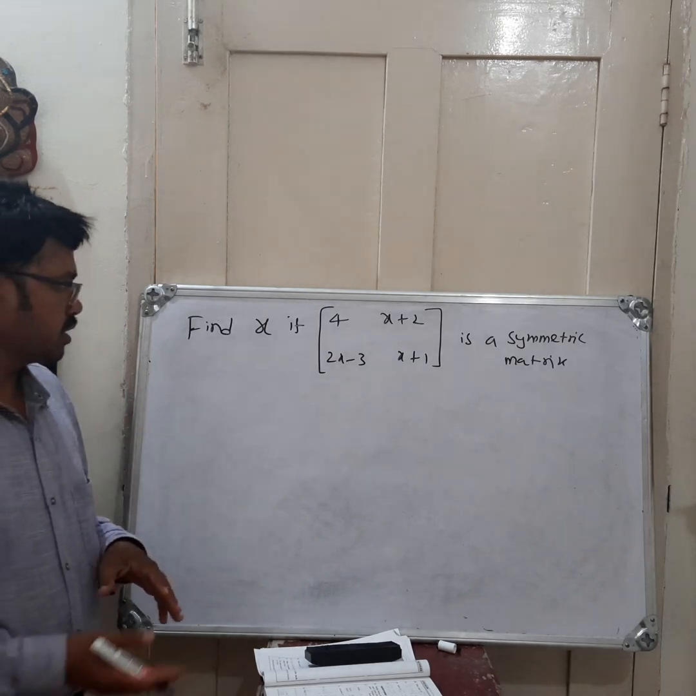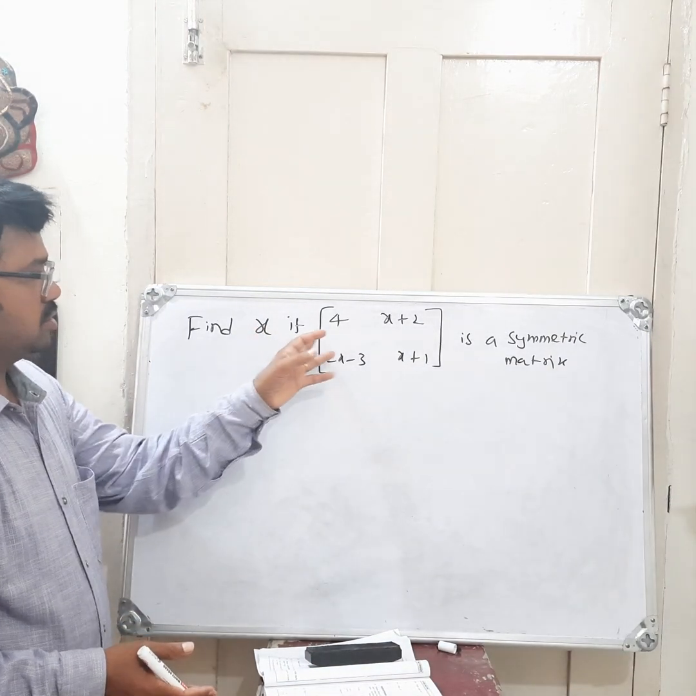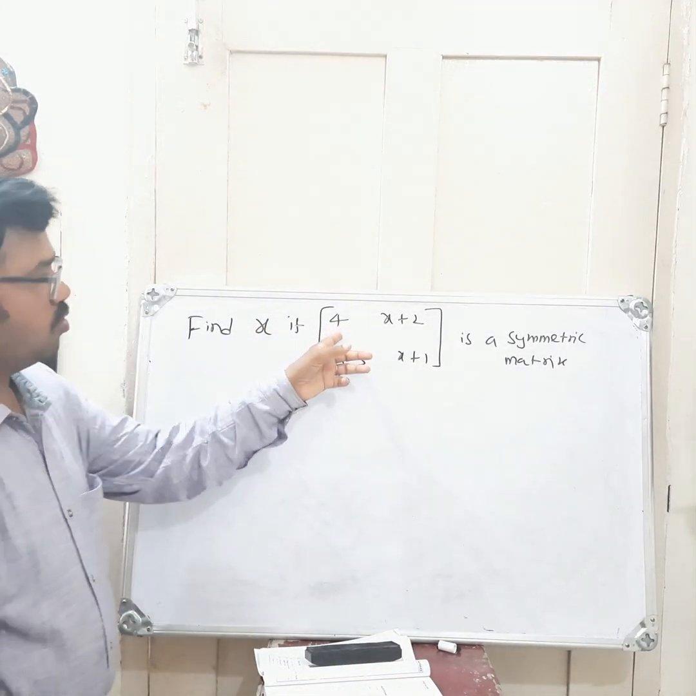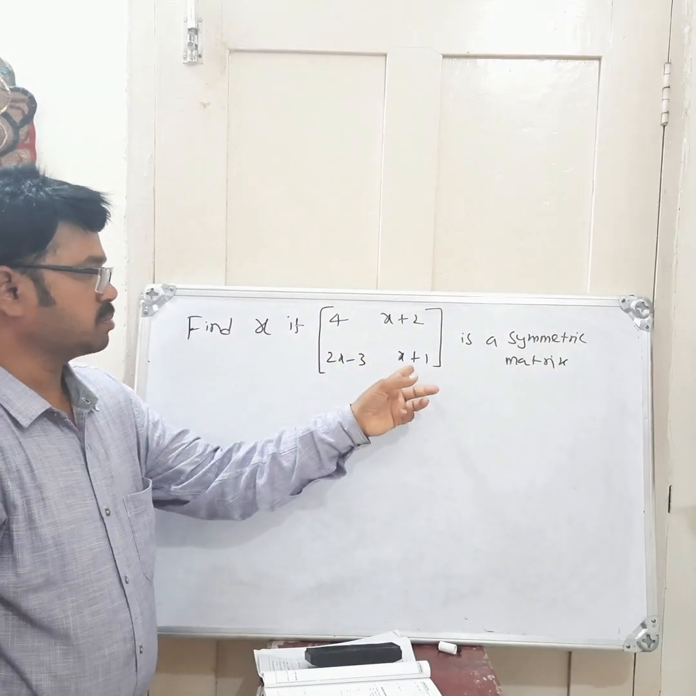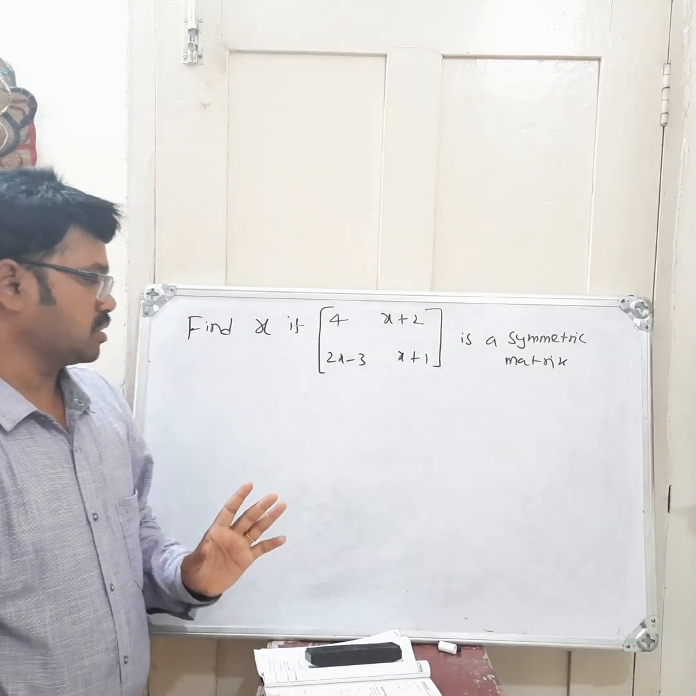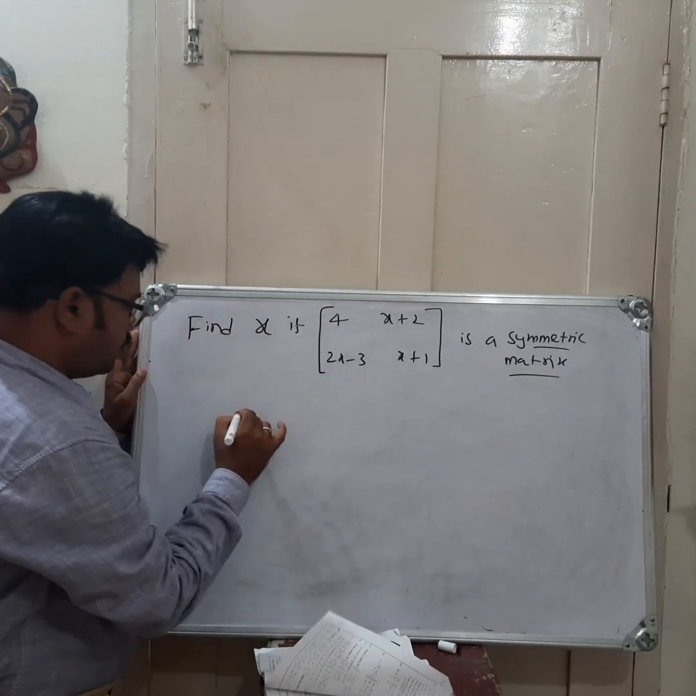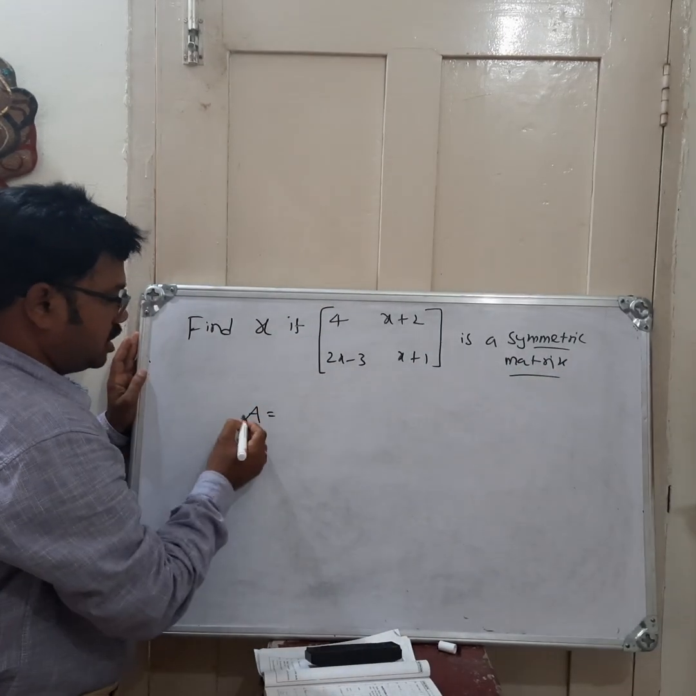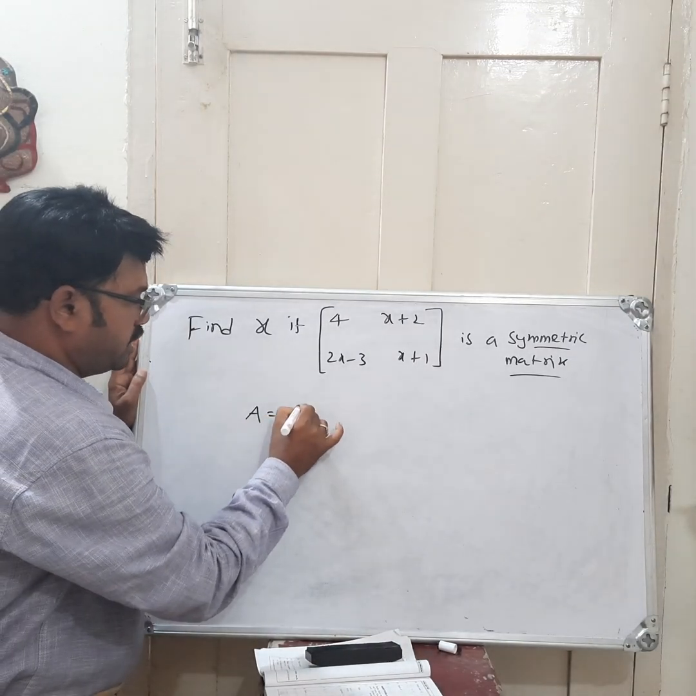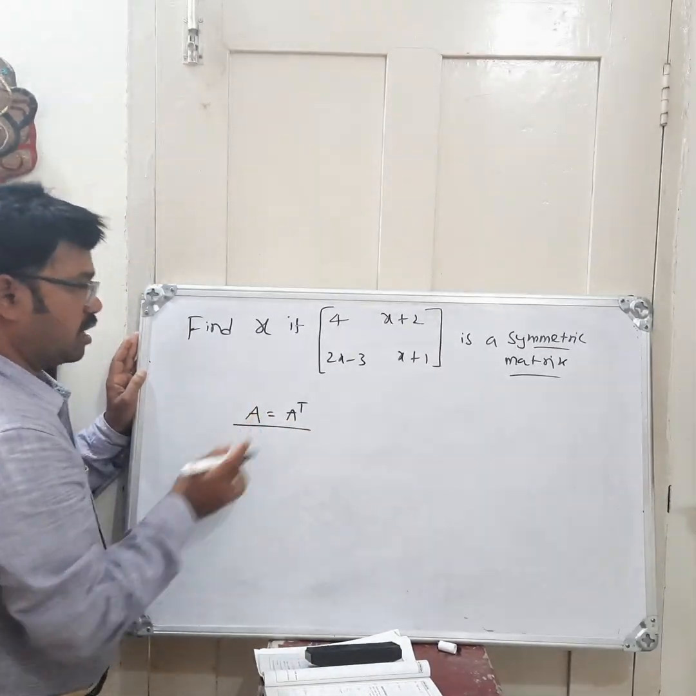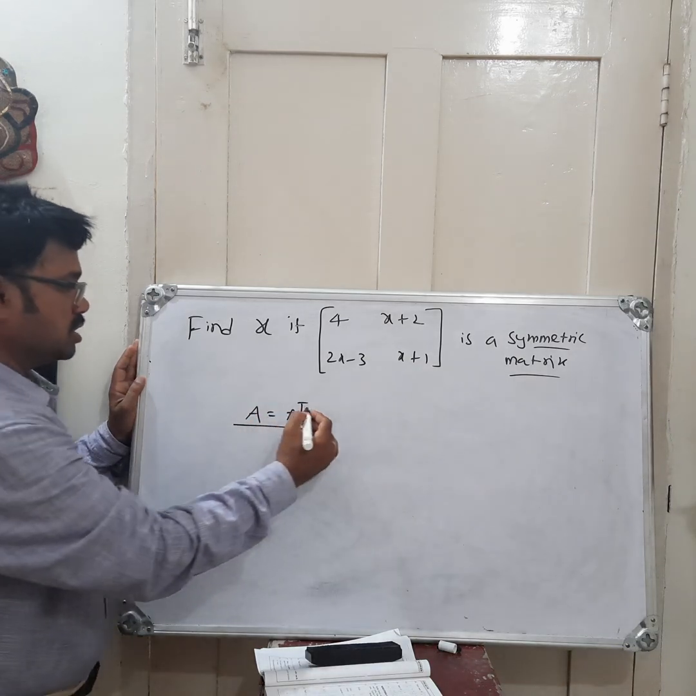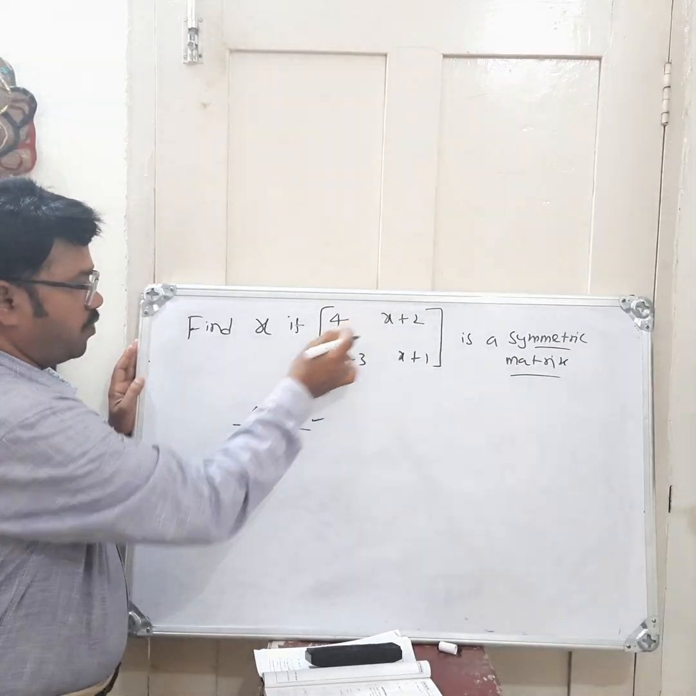So this is the next numerical. Find x if the matrix 4x plus 2, 2x minus 3, x plus 1 is a symmetric matrix. Symmetric matrix means if A is any matrix and A equals A transpose, then A is called a symmetric matrix. Using this principle, we have to find the x value.